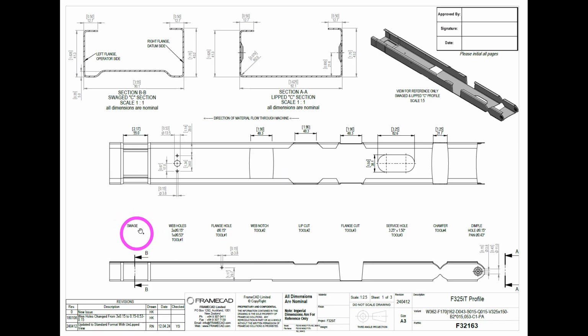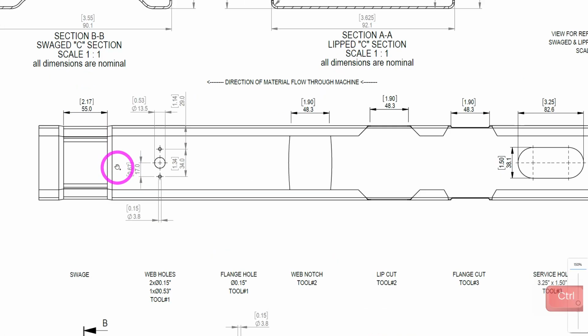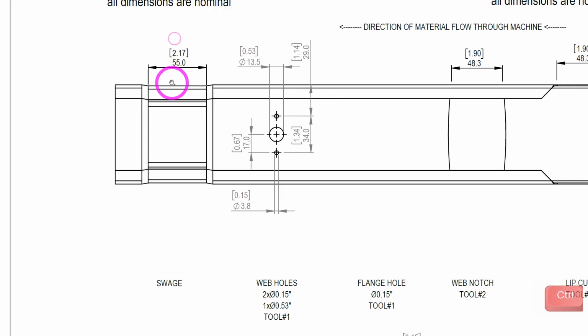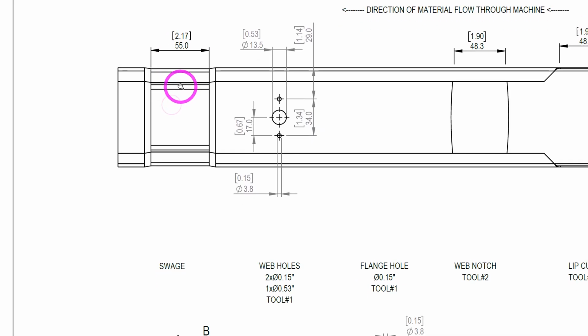So the first tool that we do have is this swage. You can see what happens when a piece of steel is swaged. It gets squeezed in this area here. There are specific settings dedicated to swaging. When a swage occurs, the product will be 2.17 inches of squeezing. These numbers here in brackets are inches. These numbers here are millimeters.